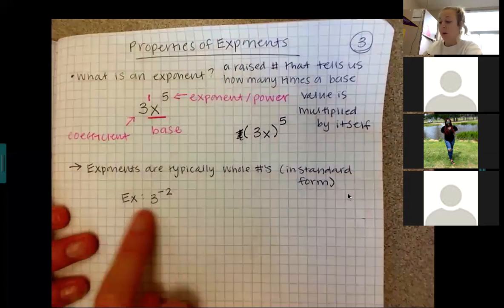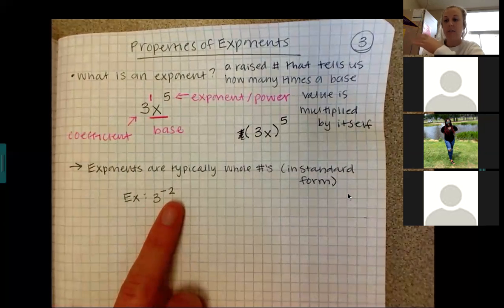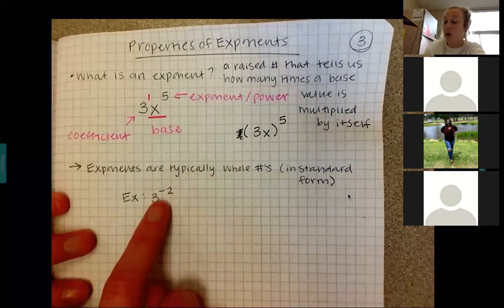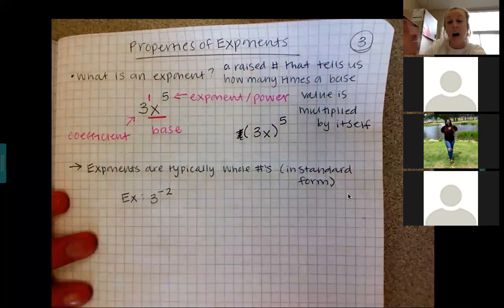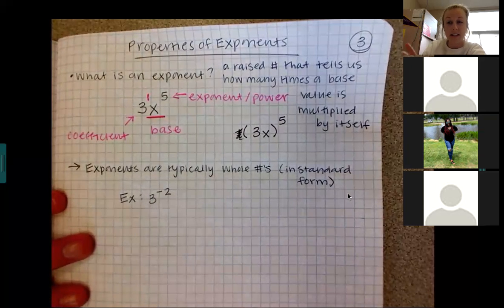So if I'm telling you to multiply 3 by itself negative 2 times, that does not make sense. If I told Sean to go run around the track negative 2 laps, that doesn't make sense. It doesn't mean go backwards either. We don't know what that means. So typically, exponents are not negative. They're whole numbers: 0, 1, 2, 3, 4, 5. They've got to be positive, okay? That's what you guys are used to seeing. Does that make sense?